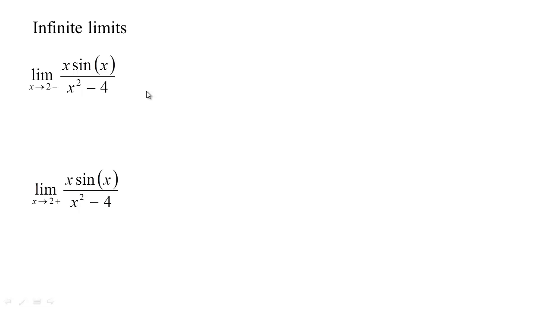Let's do some examples of infinite limits. In this case we have x approaching 2 from the low side, so x is always 2 minus a bit. What's going to happen? We can look at the top. The top, if x is approaching 2, then that's going to get closer and closer to 2. And this is going to get closer and closer to the sine of 2.